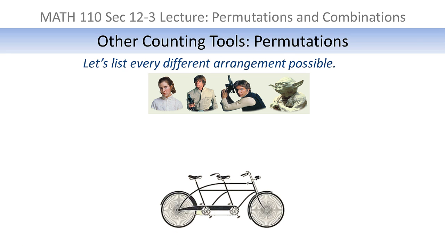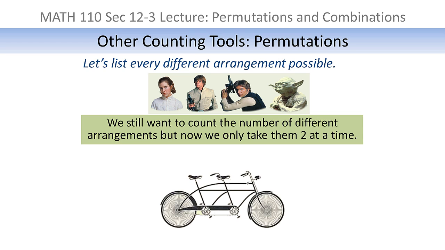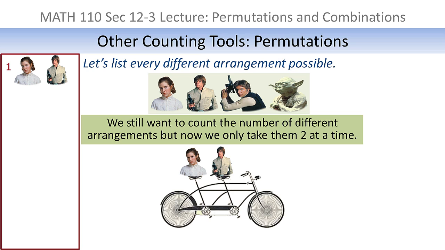What does that do? Well, let's just list it all out. Let's do every possible arrangement. I'm still doing 4 people, but I'm only picking them 2 at a time now. Think about how that differs from what we did earlier. So suppose I just start off with Luke on the front and Leia on the back seat. That's one possibility.